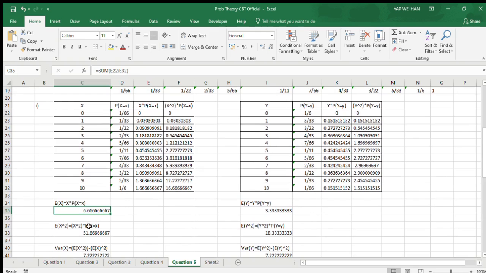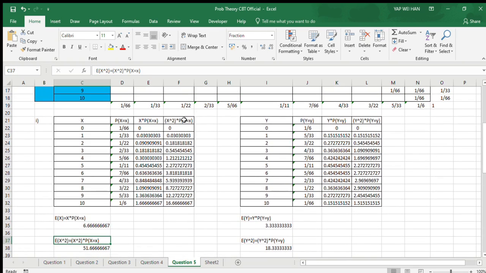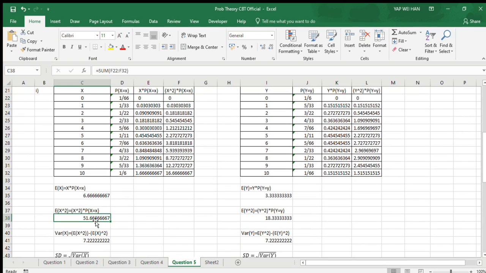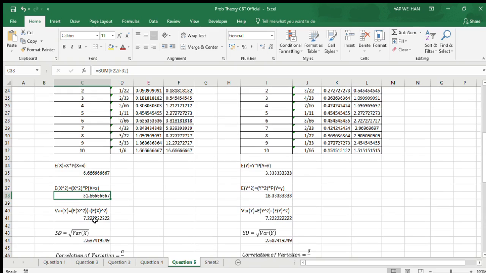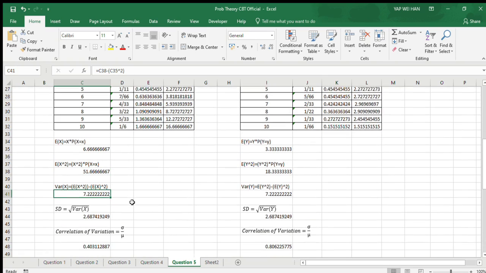Now we are going to find the second moment. For the second moment, we need to use the square of x. We use the hat for the power. Insert the formula, do the same thing, x squared, multiply by the probability, sum everything up, and you will get 51.67. The formula for the variance of x is the second moment minus the square of the first moment. If you do the calculation yourself, you will get 7.22222.